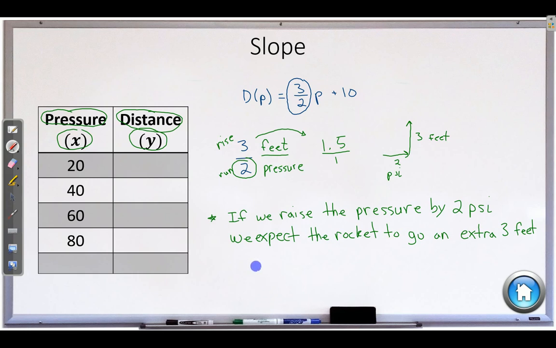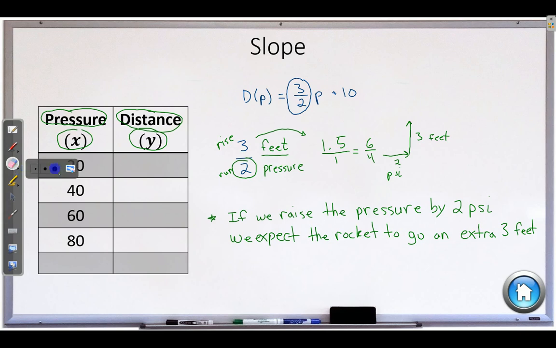You could do almost any type of fraction you want. It's all the same. 6/4 is also the same. So if you raise the pressure by 4, you would expect 6 feet extra distance. But oftentimes you do the simplest form, the 3/2 or the 1.5. So that's what the slope actually means there.